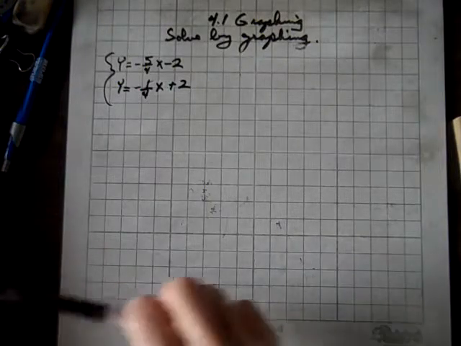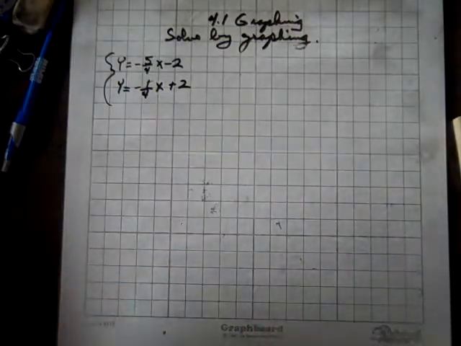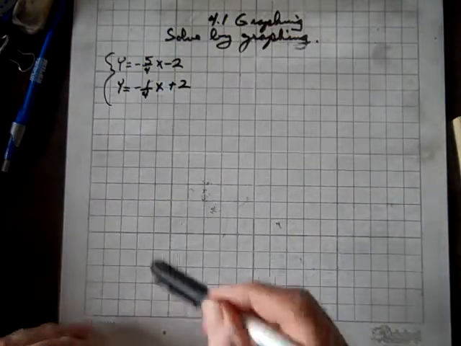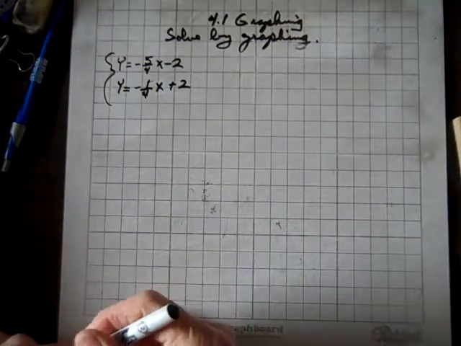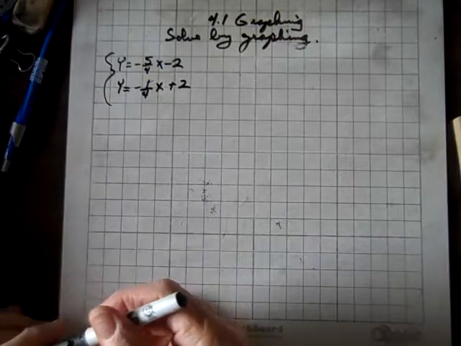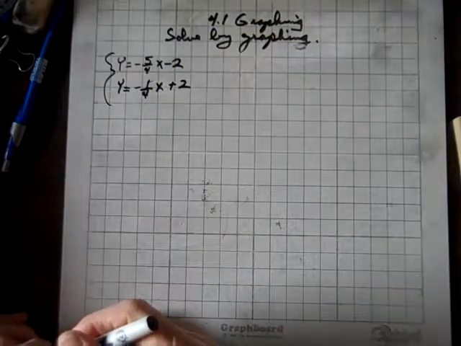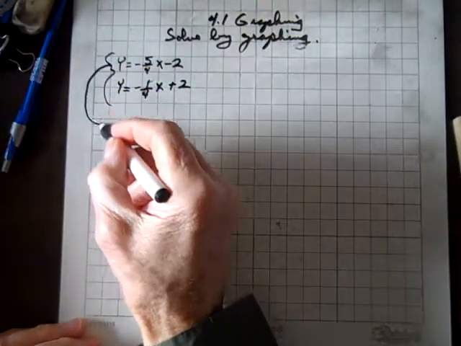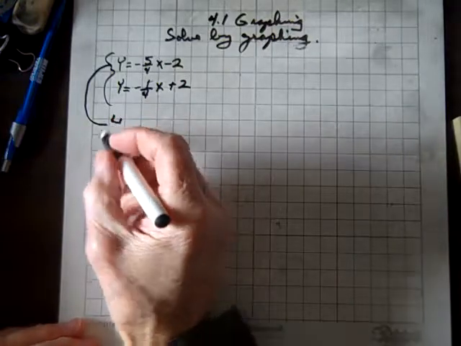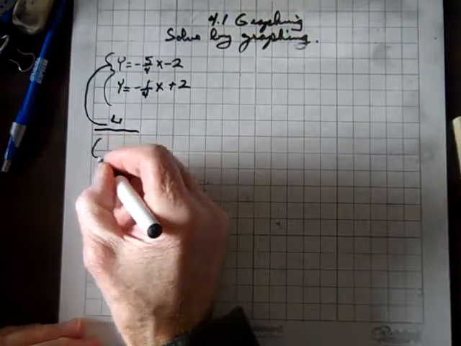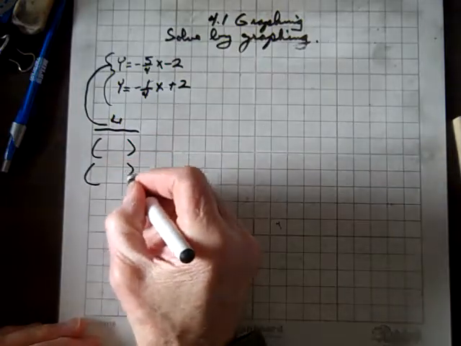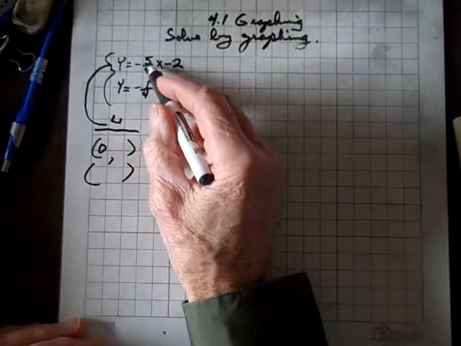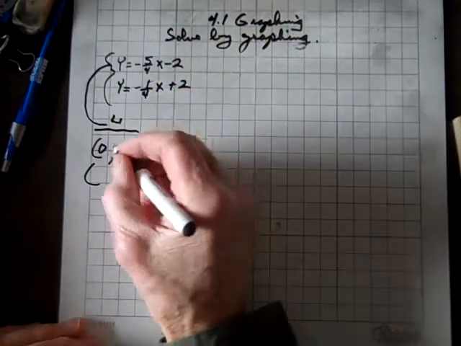Well, now we're given a system of equations, two linear equations, and we're going to solve this system by graphing. But the first thing we need to do is find the intercepts of each line so we can graph the lines. So let's take this one and call it line 1, and we'll look at the two intercepts. When x is 0, y will be -2.